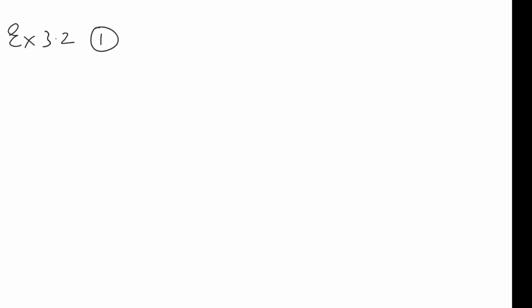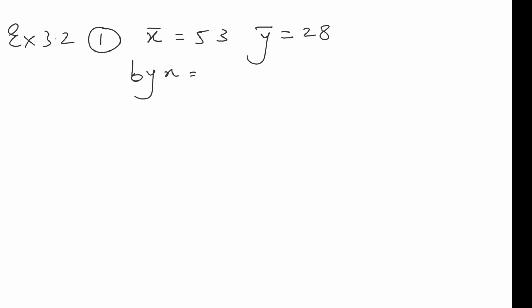I hope you're taking a good look at the data which is given over there. X bar is equal to 53, y bar is equal to 28, byx is equal to minus 1.2, and bxy is equal to minus 0.3. So there are three parts in the problem. The first part, they are asking correlation coefficient. Correlation coefficient is nothing but Karl Pearson's correlation coefficient, which is small r. It is also called the product moment correlation coefficient. Okay. So the first part of the problem is small r.